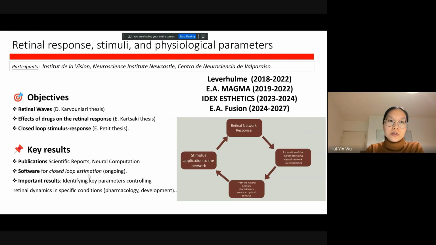And finally, there are also the research projects that concern retinal responses, stimulus, and also physiological parameters. And so that would include collaborations with Institut de la Vision, with Neuroscience Institute at Newcastle, and also a Center of Neuroscience in Valparaiso in Chile. And so the objective of this part of the work is to, for example, use retinal waves to simulate retinal waves, and also to simulate the effects of drugs on the retinal response and closed-loop stimulus responses.